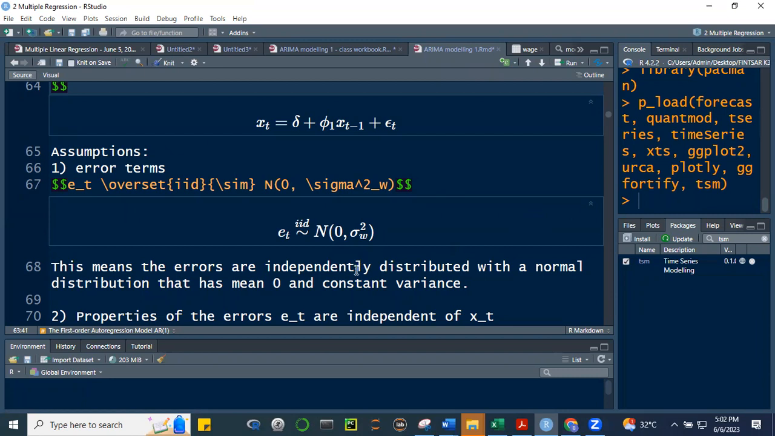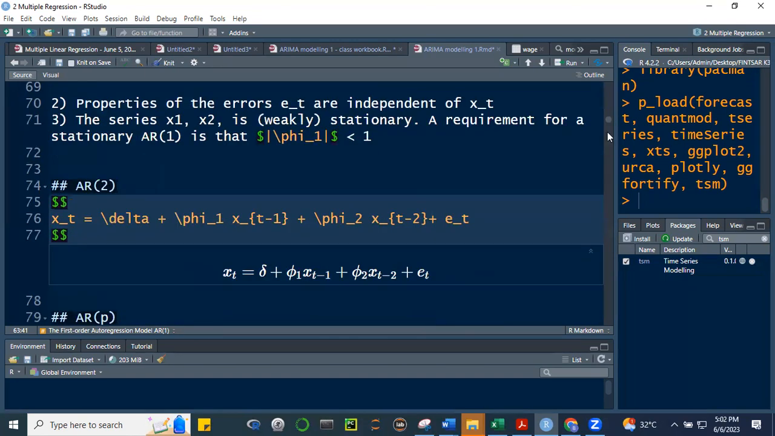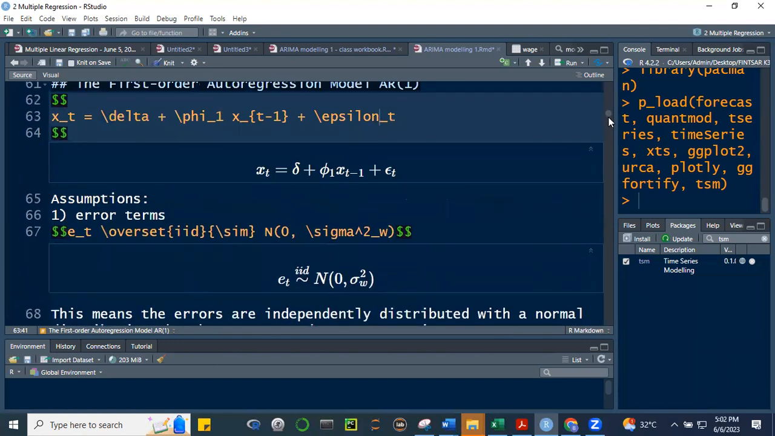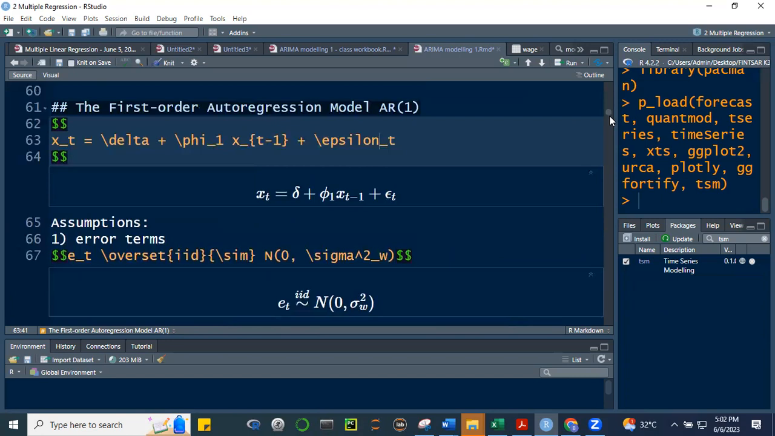All right, so what does this mean? The error should be independently distributed. The mean should be zero and the variance should be constant, which you learned in regression. The variance should be homoscedastic. If you're going to create a model, this error term should be homoscedastic. Then there's also something that's not true for cross-sectional data. This phi sub 1 has a requirement.